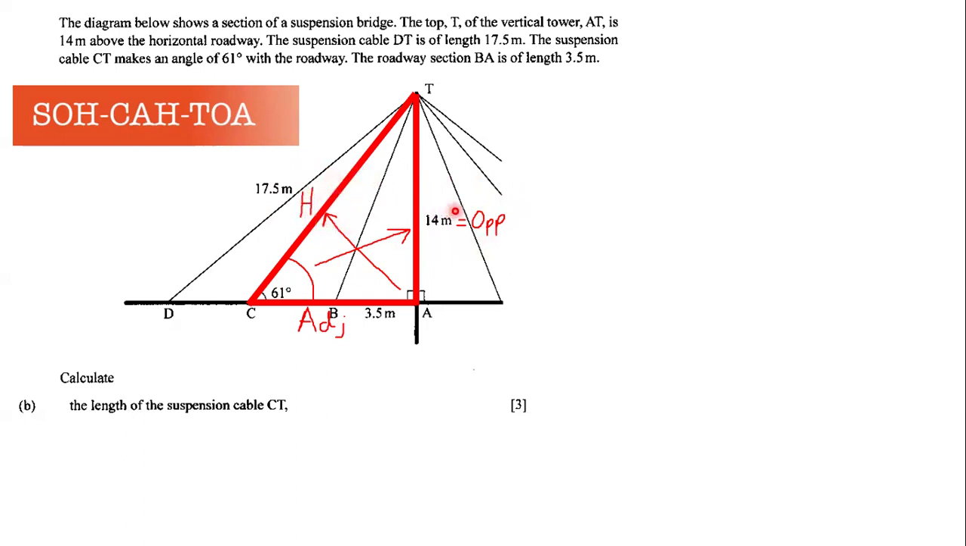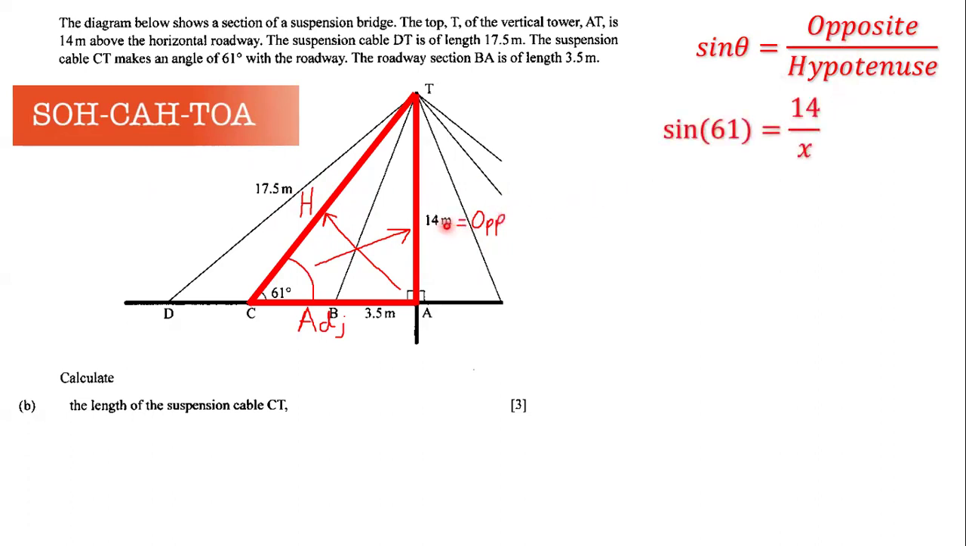And so we have to use a trig ratio that involves O and H. That means we have to use sine of theta, because it has the opposite and the hypotenuse. Now, what is the opposite? Well, the opposite is definitely 14 meters. What is theta?